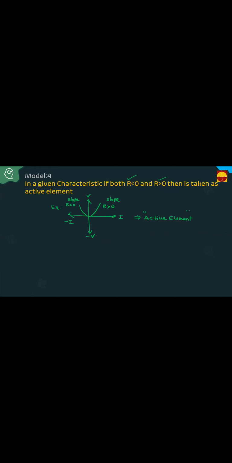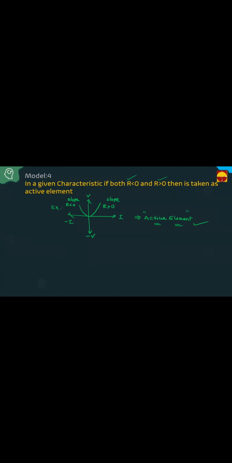If R greater than 0 or R less than 0 exist, then it is an active element. An active element may take the power or deliver the power. Mostly it delivers the power, but over a long duration it may also take the power. That's why, in given characteristics, if both R less than 0 and R greater than 0 exist, it is taken as an active element. Clear, friends?